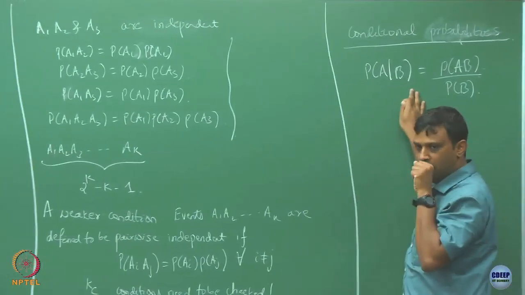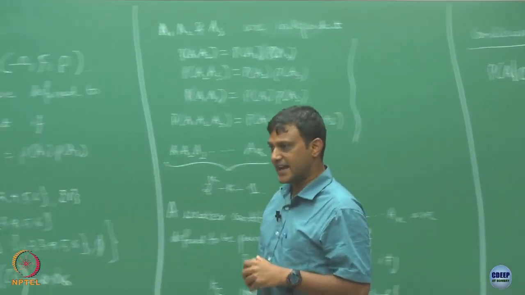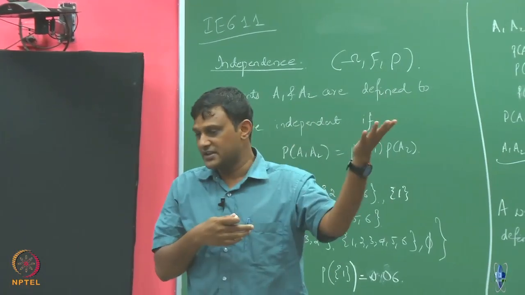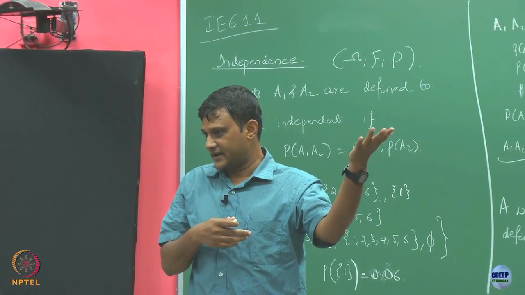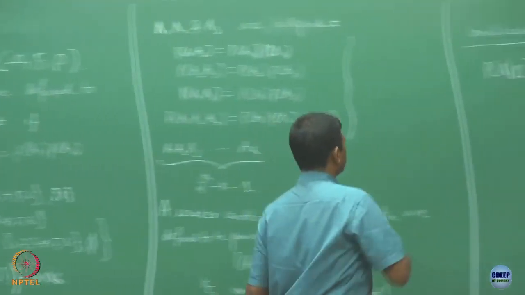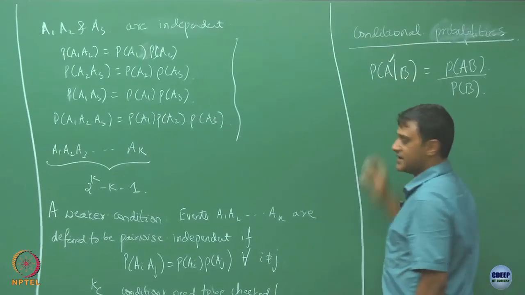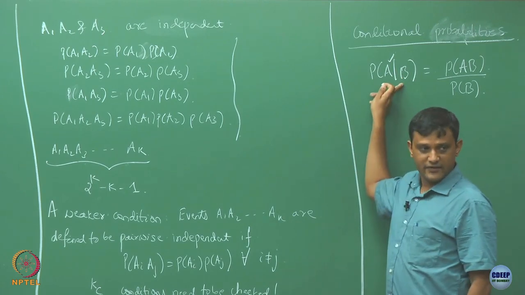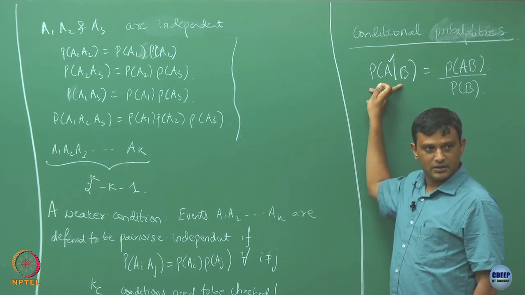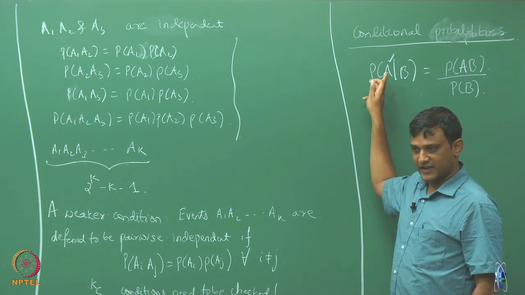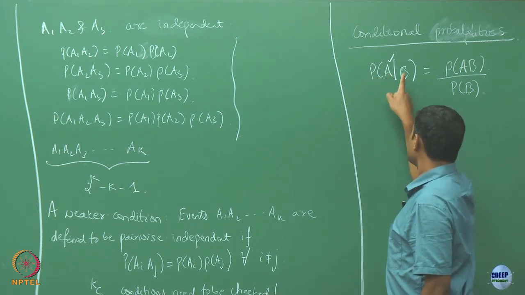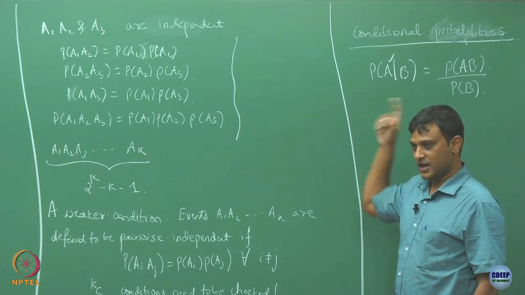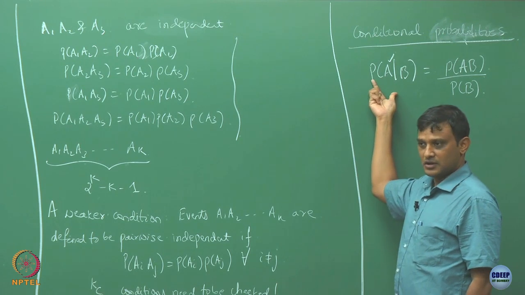Now, that the event B has happened, relative to this event B, what is the frequency of the event of my interest? Let us say I am interested in some event A. After event B has happened, if A has to be of any interest, this event A has to be part of event B. Because if A is not a part of B, it is never going to occur.